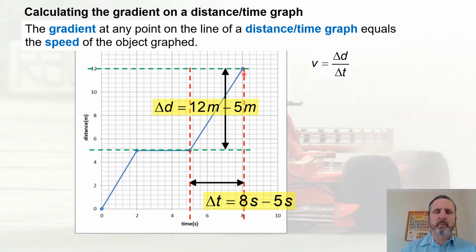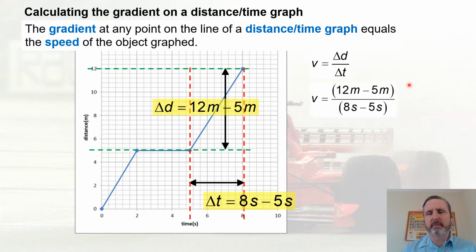Now, we know that if we take a change in distance and we divide it by the change in time, that will give us the speed of an object. So let's have a look and calculate this. The speed of this object equals its change in distance, which is 12 minus 5, over its change in time, 8 minus 5, or 7 divided by 3.